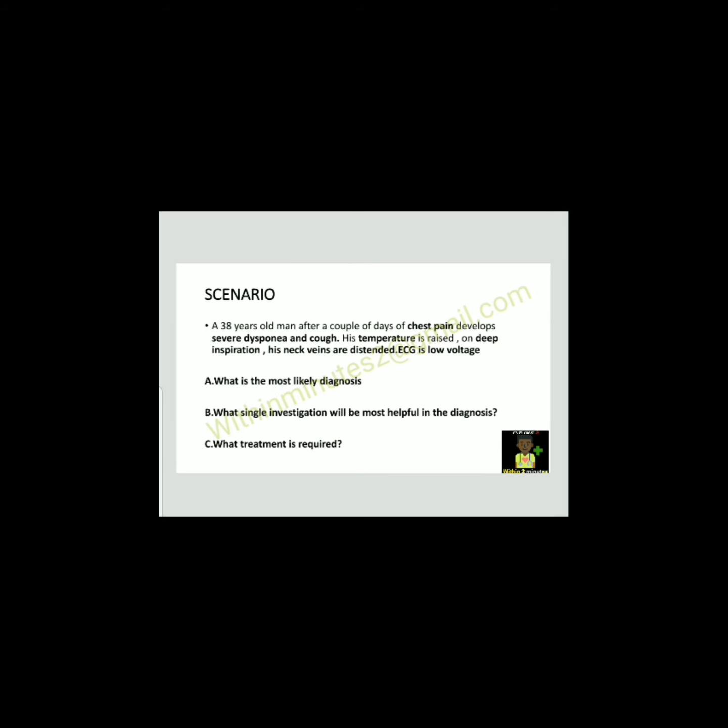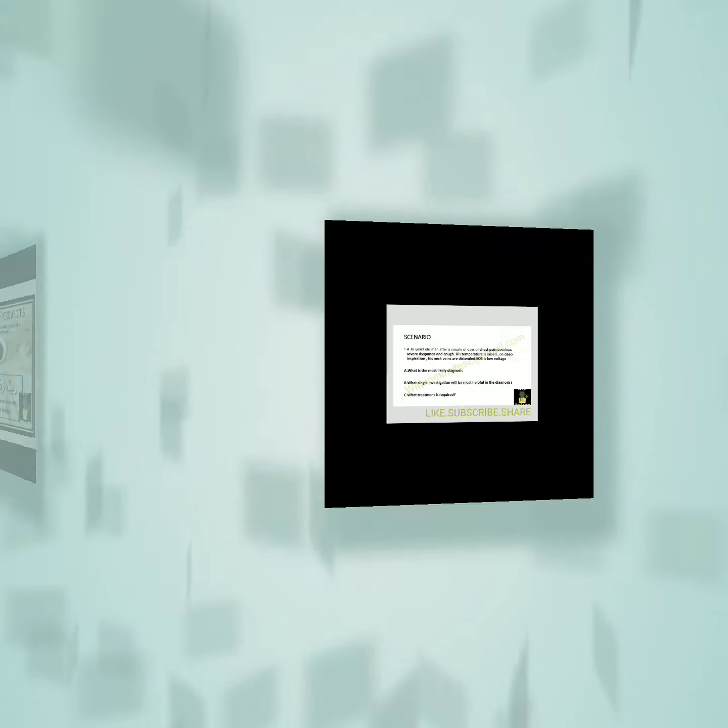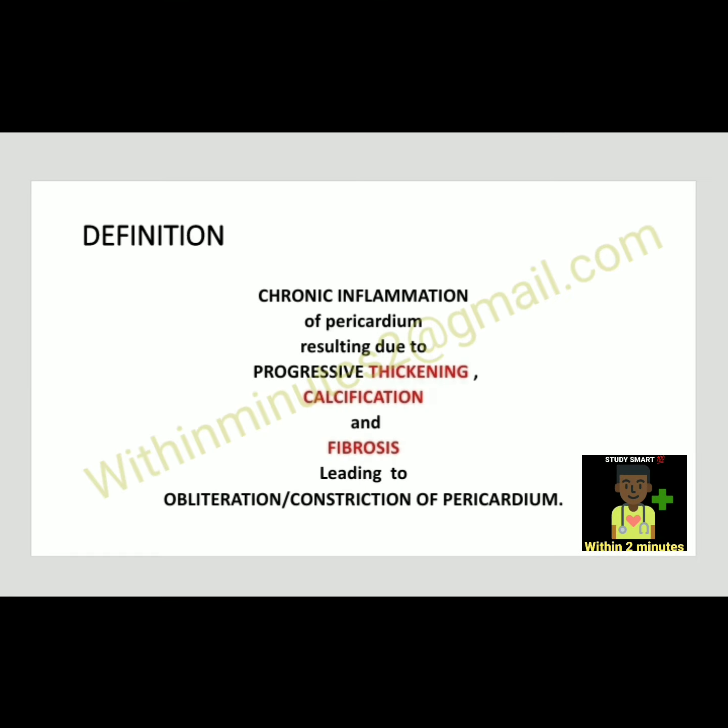Scenario: a 38-year-old man presents with chest pain, sweating, dyspnea, and cough. His temperature is raised, JVP is raised, ECG is low voltage. The diagnosis is. Today's topic is constrictive pericarditis.